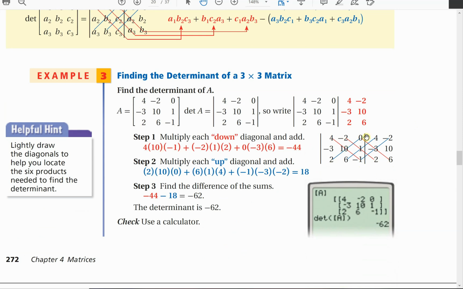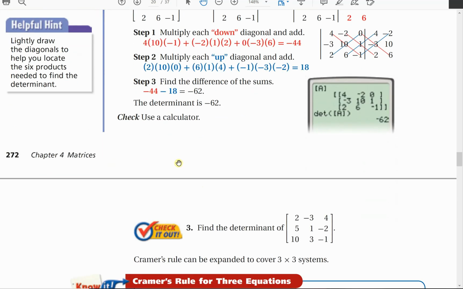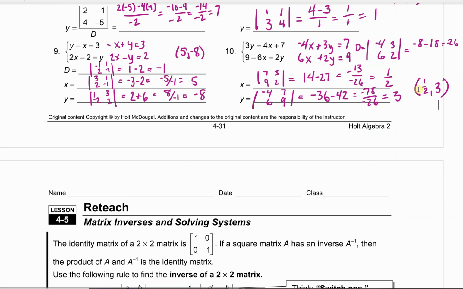And then they multiply going up. 2, 10, 0, 6, 1, 4, negative 1, negative 3, negative 2. Multiply those three numbers together, those three products, add them up, they get 18. Negative 44 minus 18 is negative 62. Now, they say, oh, check using a calculator. Yeah, you can. And to find it using a calculator, I'm going to show you.